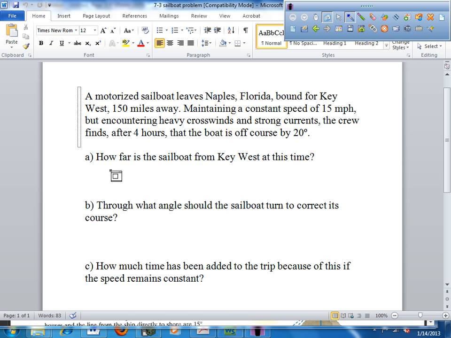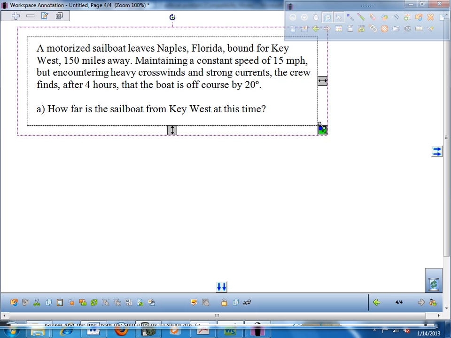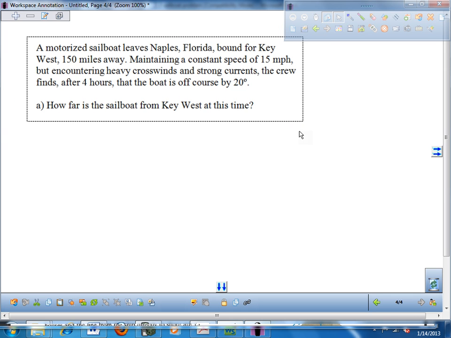Do you need to tell us how to do something new, or is this basically just an application of what we know? It's an application, but it's a little tricky to draw the picture.